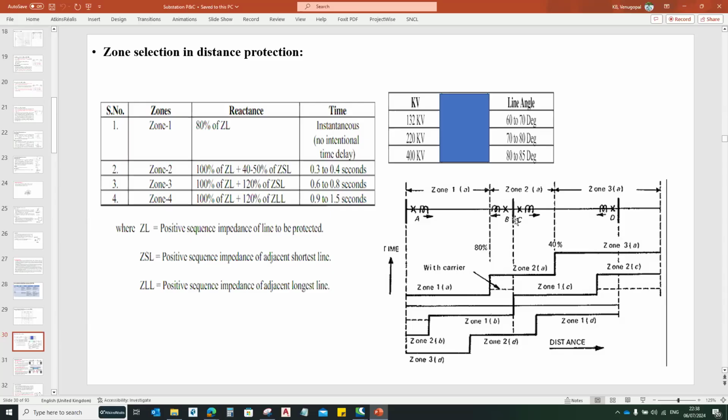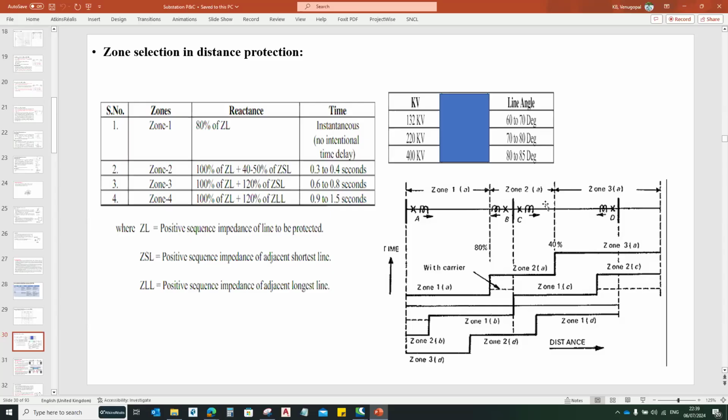So longest and shortest is nothing but, for example, if you consider you are providing a relay here, the zone 1 will be from this A point to B point, 80% you need to consider. Zone 2 will be 100% of A to B, that is from this point to this point. And this is like one substation, where there will be multiple feeders. So you need to find out the shortest length of the feeder.